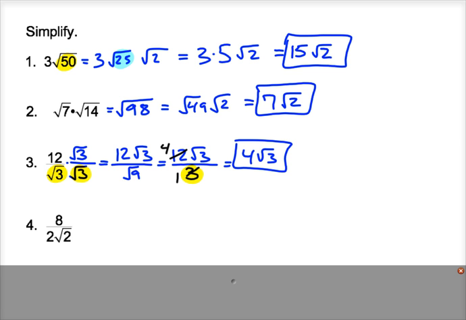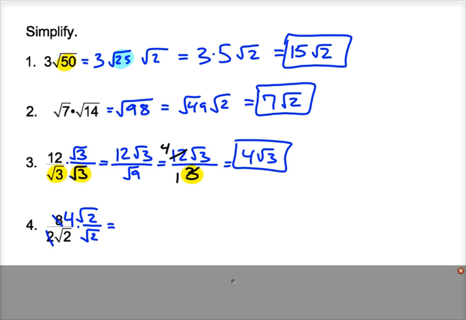Number 4, looking to fix this. The first thing I notice is the 2 that's not under the square root can reduce with the 8 that's not underneath the square root. But I can't leave this square root of 2 in the denominator. So I'm going to multiply the denominator by the square root of 2, and I'm going to multiply the numerator by the square root of 2.